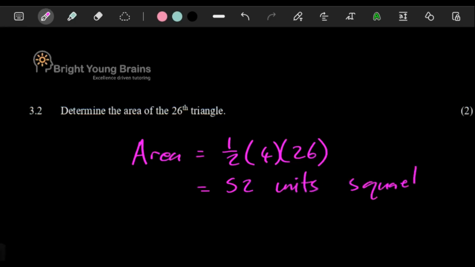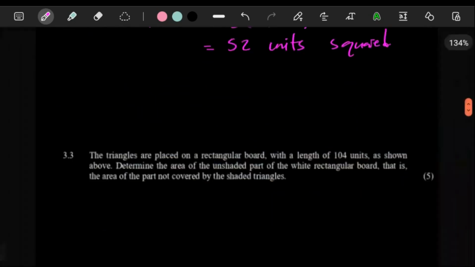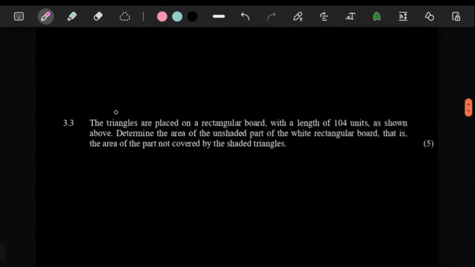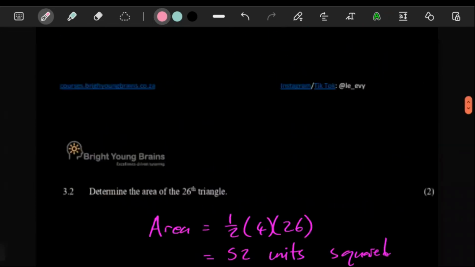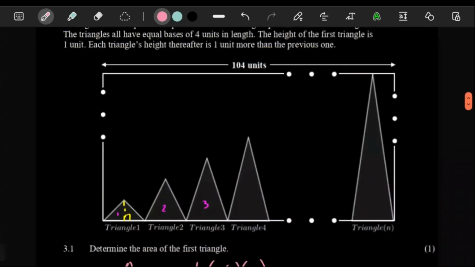So obviously these easy questions, they lead up to something. 3.3 says here, the triangles are placed on a rectangular board with a length of 104 units as shown above. Determine the area of the unshaded part of the white rectangular board. That is the area of the part not covered by the shaded triangles. So they want us to get the area of everywhere else except for the triangles.